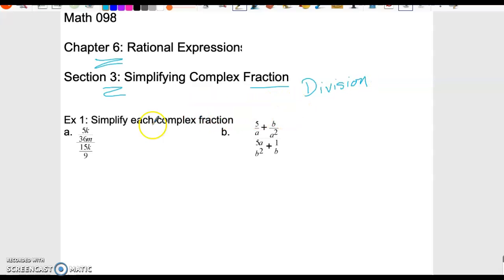So if you really understand these types of problems, where it's saying 5k over 36m divided by 15k over 9, and you think of the keep, switch, flip, then it makes perfect sense. But I'll quickly explain why this is what we're doing. Because if you want to get rid of a denominator, you can multiply by its reciprocal, and that's only okay if you multiply the numerator by that same reciprocal.